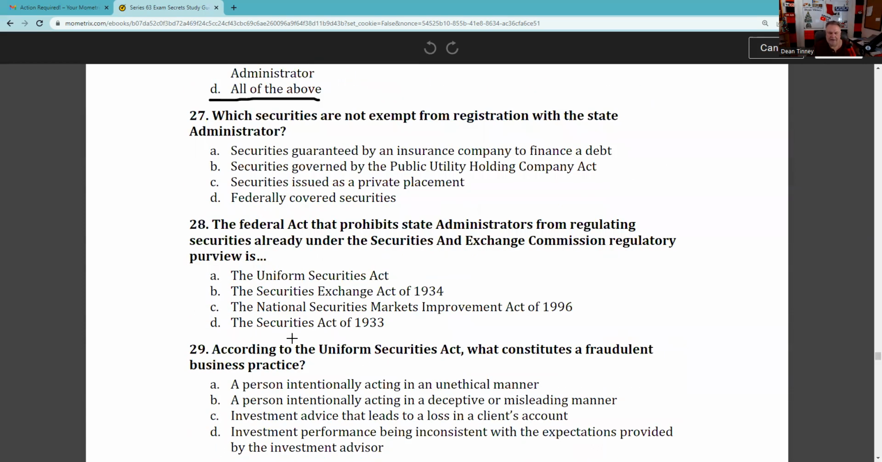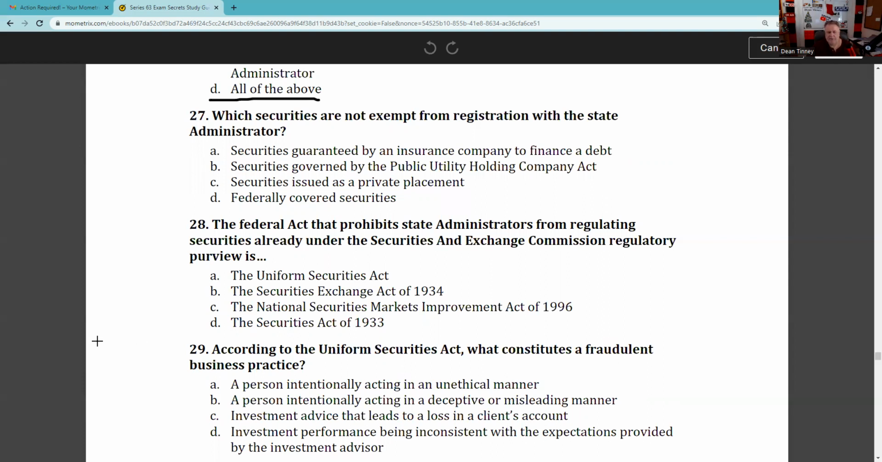27. Which securities are not exempt from registration with the state administrator? Securities guaranteed by an insurance company to finance a debt. Securities governed by the Public Utility Holding Company Act. Maybe I'm struggling with A, but I should know B. Well, it's not that public utilities get a free pass, it's that they have a different regulator. Securities issued as a private placement. Federally covered securities. You should definitely know federally covered securities.